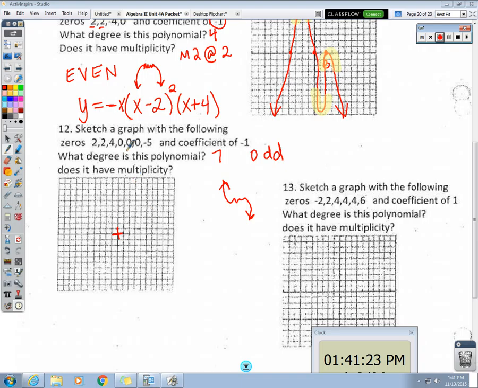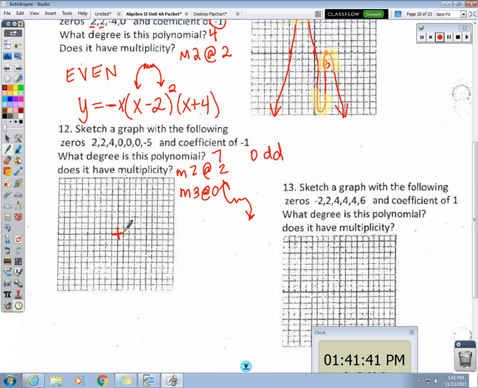Okay, so I can go ahead. Well, does it have any multiplicity? Yes. Where? At 2, we have a multiplicity of 2, which is a bounce. And at 0, we have a multiplicity of 3, which is a flatten out.